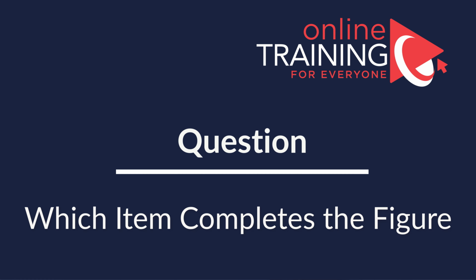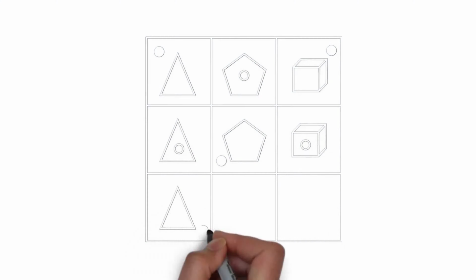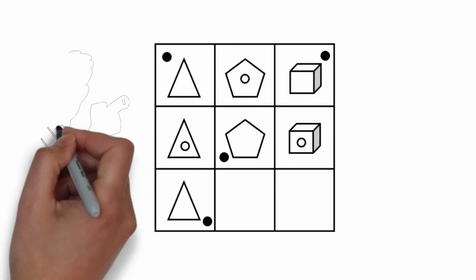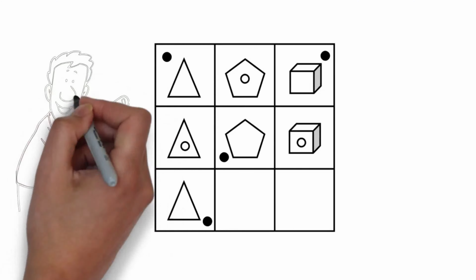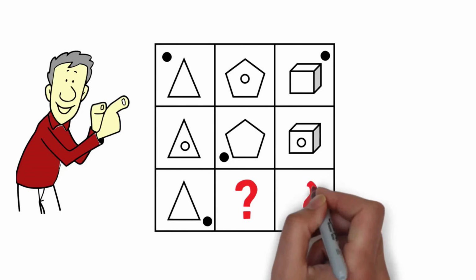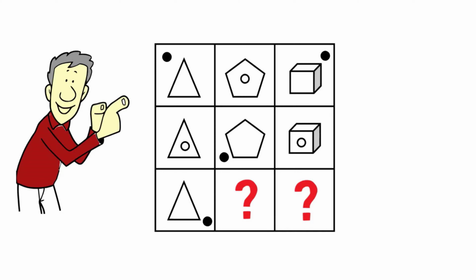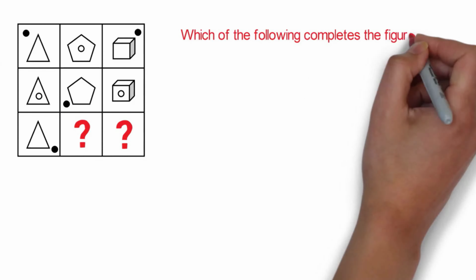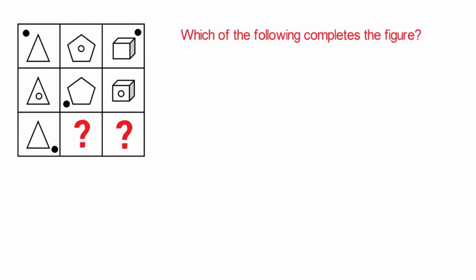There is a very high chance that you will see this type of question on the test. You're presented with a 3x3 matrix. This matrix contains different shapes inside. In our case, the matrix contains triangles, pentagons, and cubes. You have 2 spaces that are missing the shape, and you need to select from 4 possible choices.